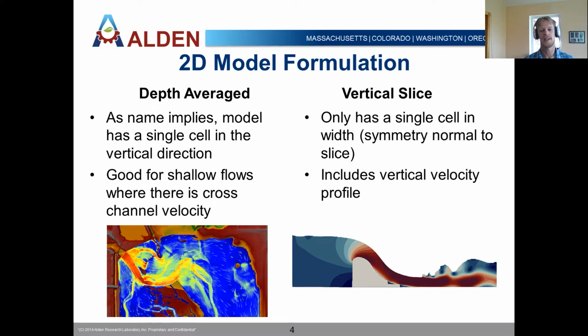However, there's also a second type, which I'm referring to as a vertical slice. In this case, you're looking at the centerline profile of a structure, for example, in the example below, and there's only a single cell in width, so normal to the figure. And this allows you to include cells in the vertical direction so that you can resolve that variation in velocity between the bed and the surface.